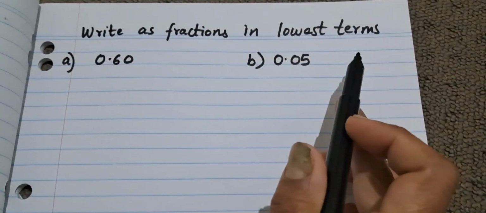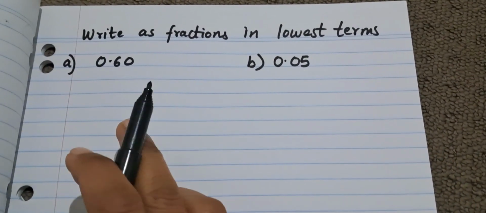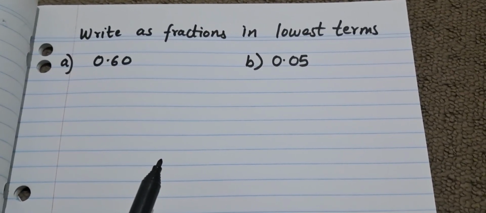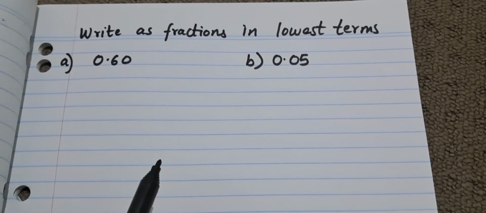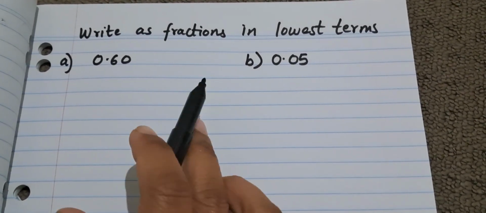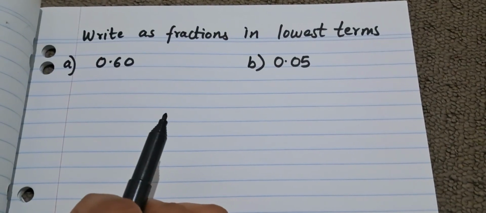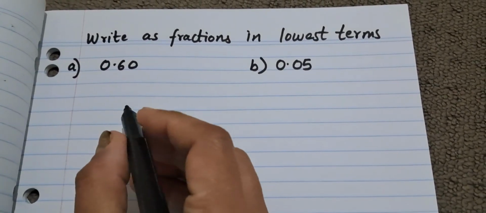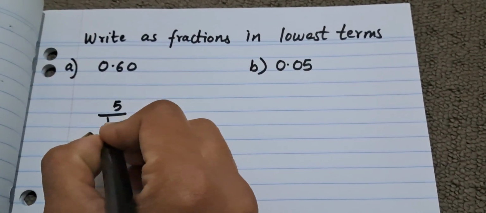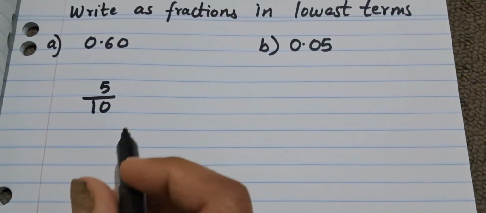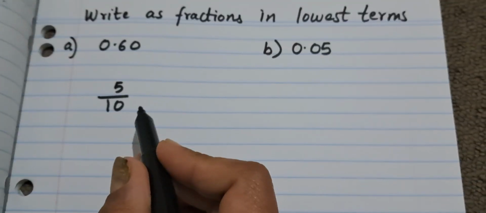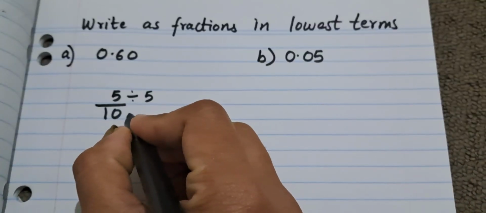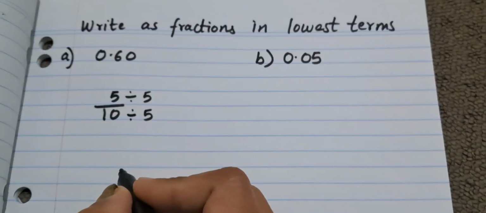Now, writing the fraction in lowest terms means dividing both the numerator and denominator by the common number. Sometimes they say it is simplification of fractions, or they may say convert the fractions into their lowest terms, or they may just say simplify the fractions. For example, here 5 by 10. How do we simplify 5 by 10? Or how do we write 5 by 10 in its lowest terms? That is, we divide both numerator and denominator by a common number.